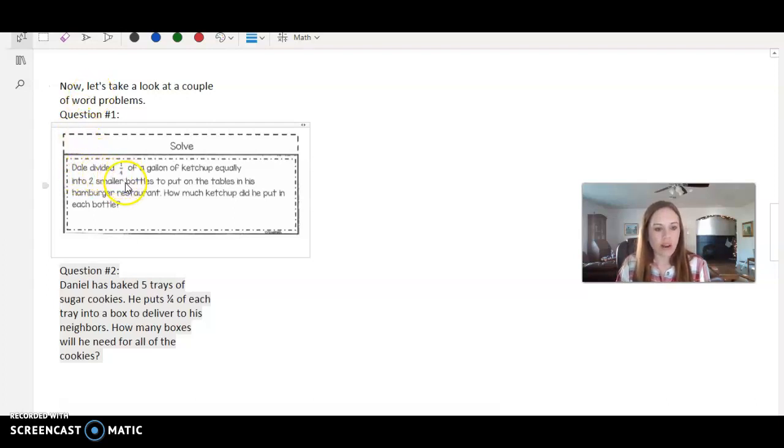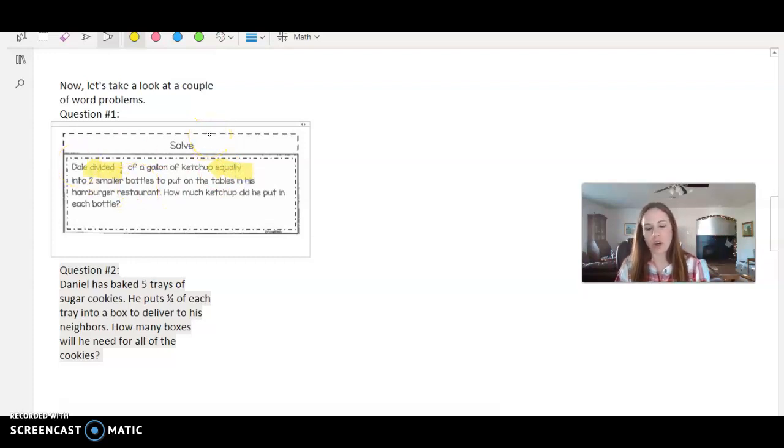Dale divided 1/4 of a gallon of ketchup equally into two smaller bottles to put on the tables in his hamburger restaurant. How much ketchup did he put in each bottle? Okay, so this question is kind of an easy one because it gives us huge hints. Well, first of all, it says he divided, equally. So those are two key words that can tell us, of course, we're going to divide.